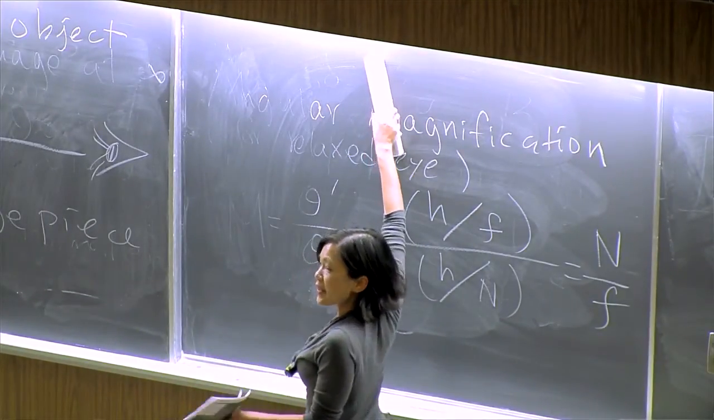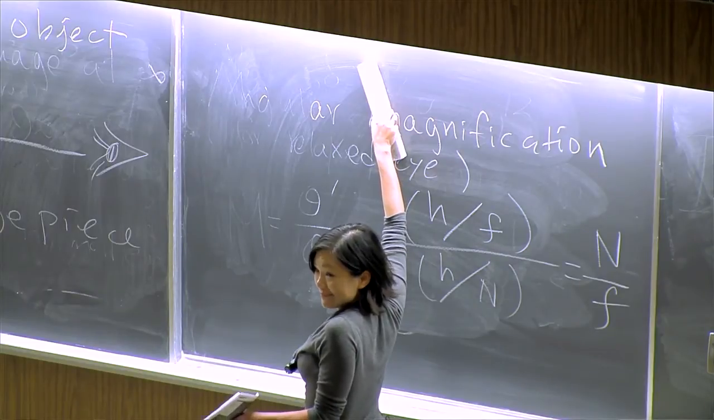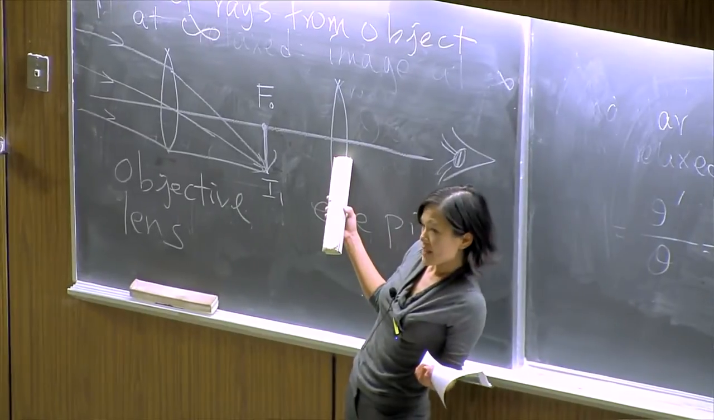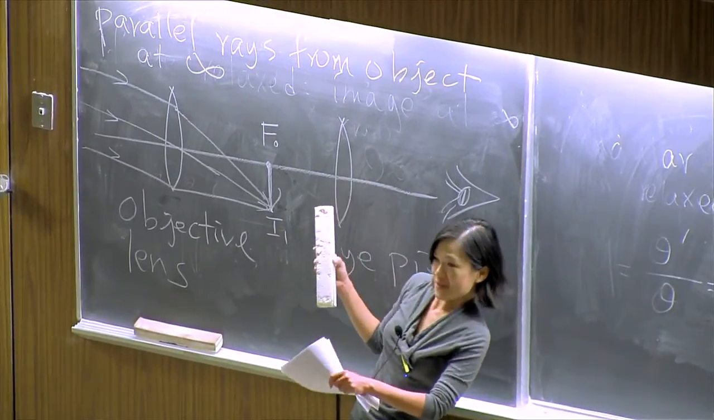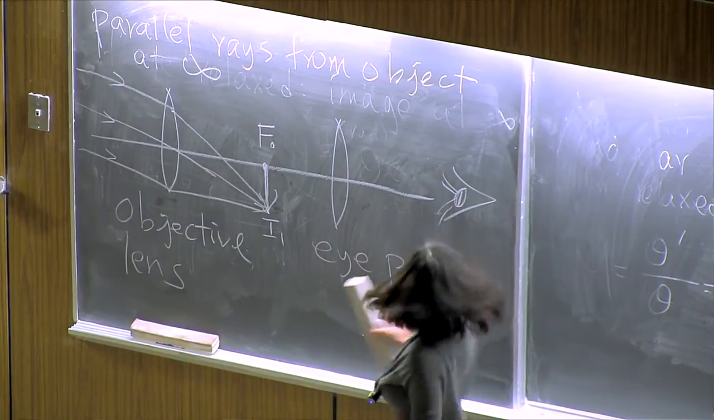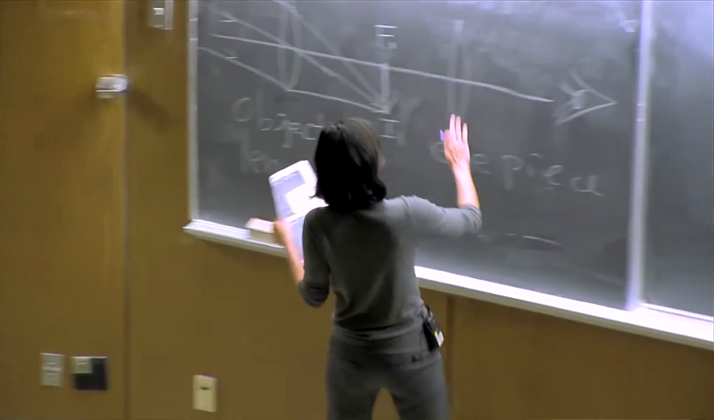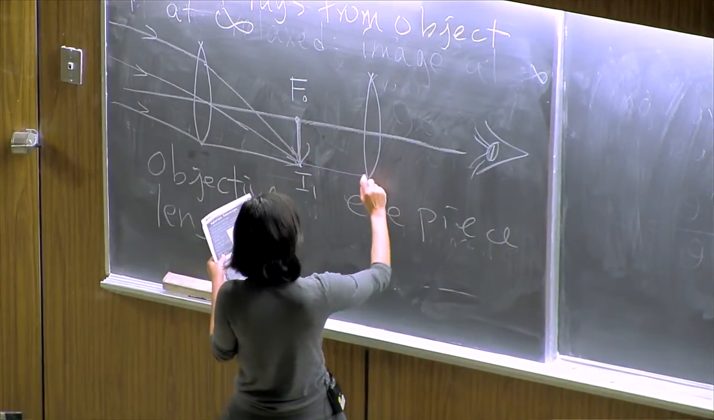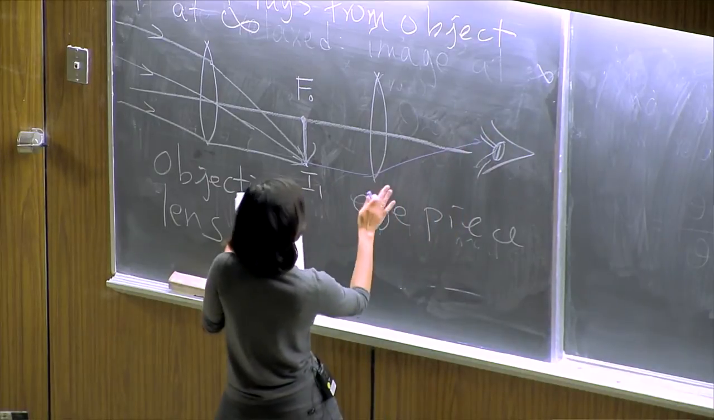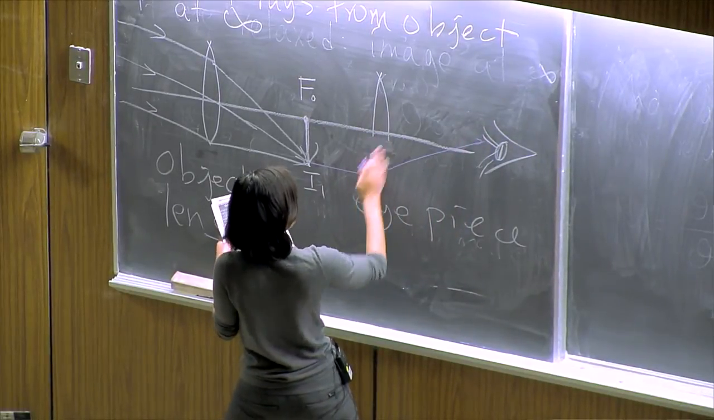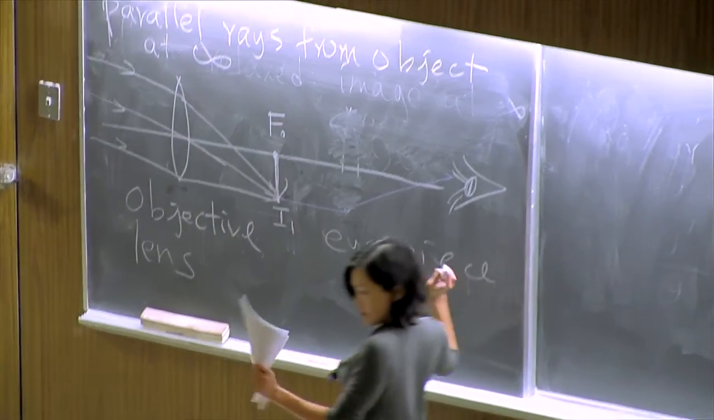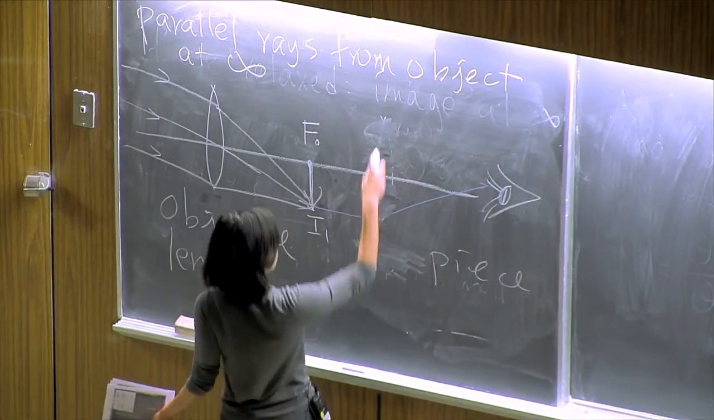Does it get magnified or not? Does the image viewed through the eyepiece get magnified? Yes or no? Yes. All right, so this image is viewed through the eyepiece. Again, you have a much better picture in the book, but I just want to illustrate the point here.